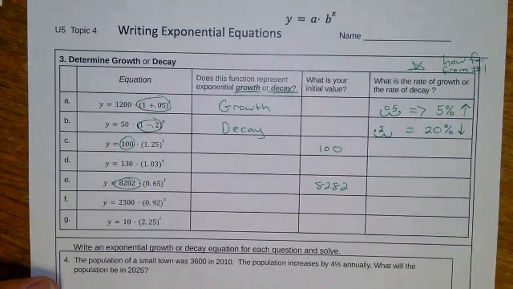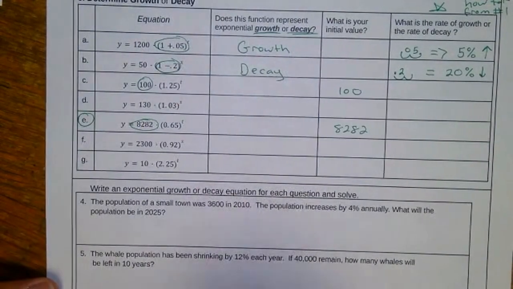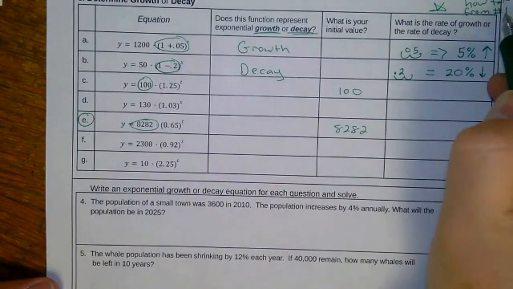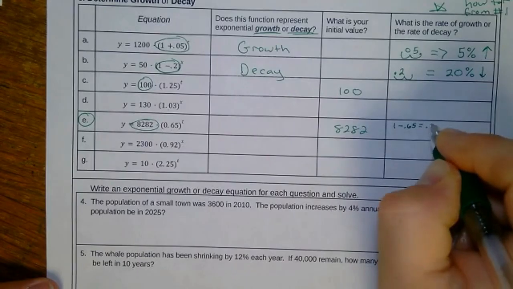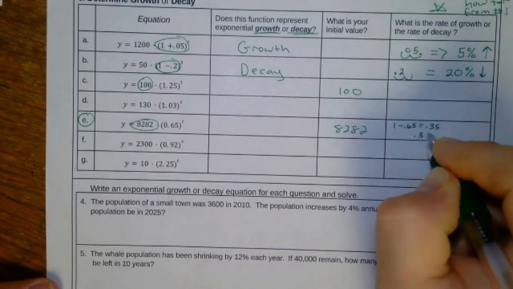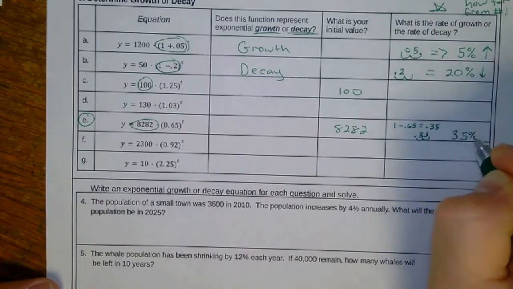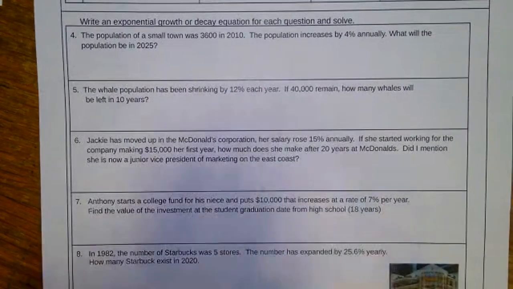In this case, because it was a decay, it was going down, whereas in the first one, it was going up. Just picking one other random question, I'm going to look at E. How far away is 65 cents from a dollar? Well, 1 minus 0.65 is really 0.35. And if I move that over 2 spots, 35%.